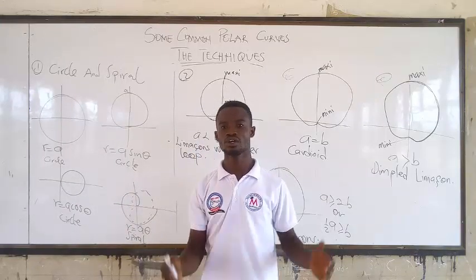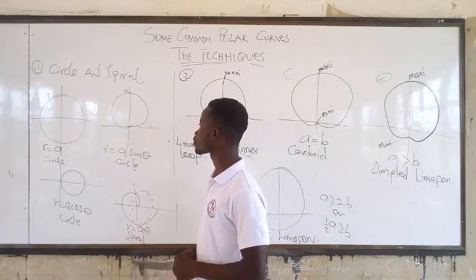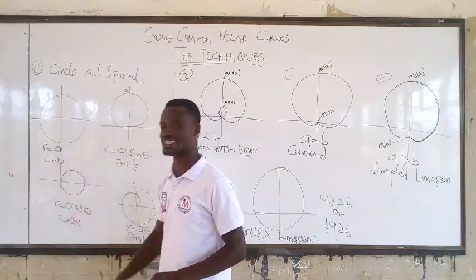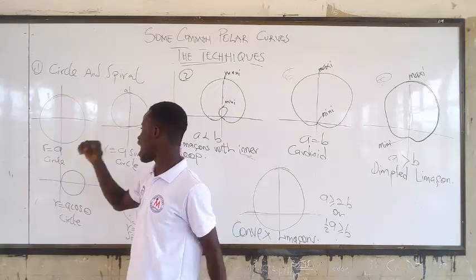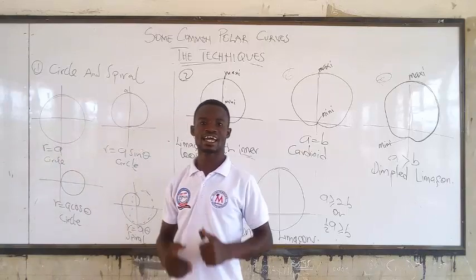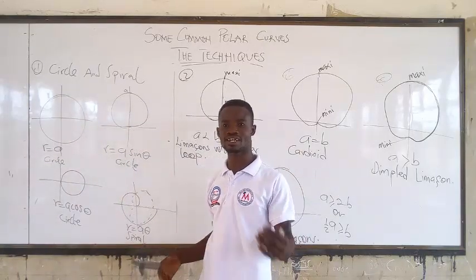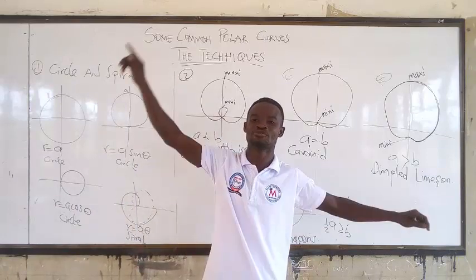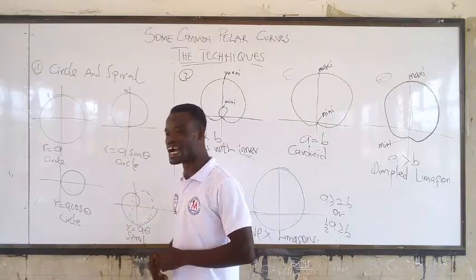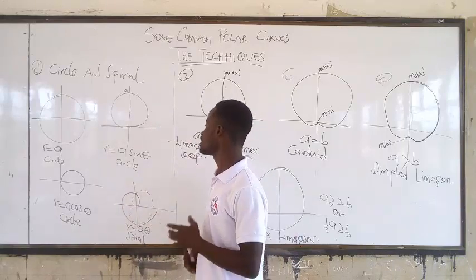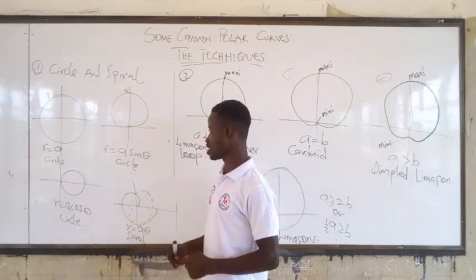Alright, so those polar equations are spirals. Now, these dots, they are all circles. For instance, r = a, like r = 5, r = 2, 3, 4, 5, 6, 7. They are all going to be circles. Alright. Now, let's look at the relationship between sine θ and cos θ in polar equations.